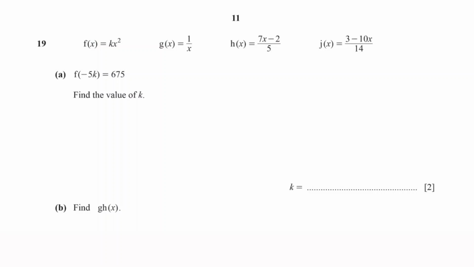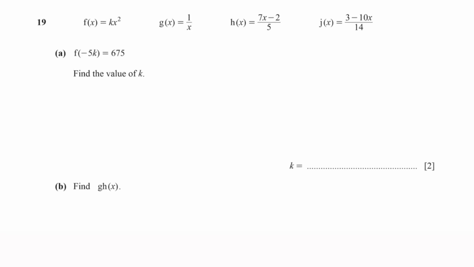Question number 19. f of x is kx squared, and g of x and h of x are given. Part A: f of minus 5k equals 675. We have to find the value of k over here. So if I put f of minus 5k, then it should give me 675, right? If I put f of minus 5, it gives me 675.